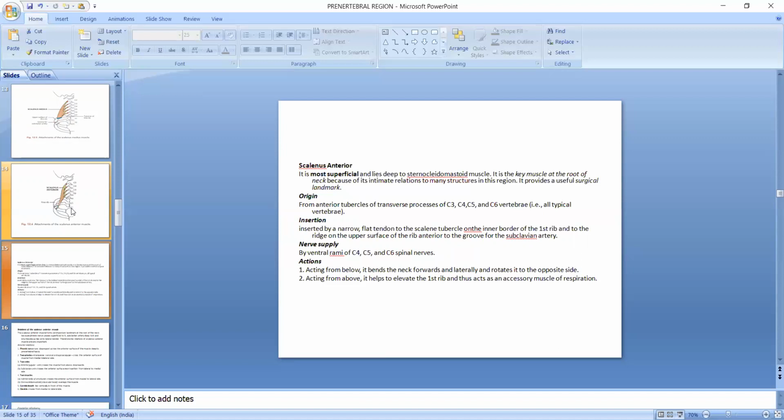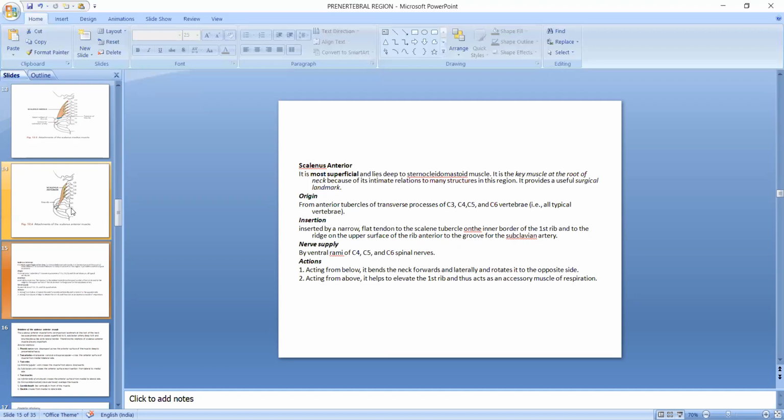Insertion: inserted by a narrow flat tendon to the scalene tubercle on the inner border of the first rib and to the ridge on the upper surface of the rib anterior to the groove for the subclavian artery. Nerve supply: ventral rami of C4, C5, C6 spinal nerves.